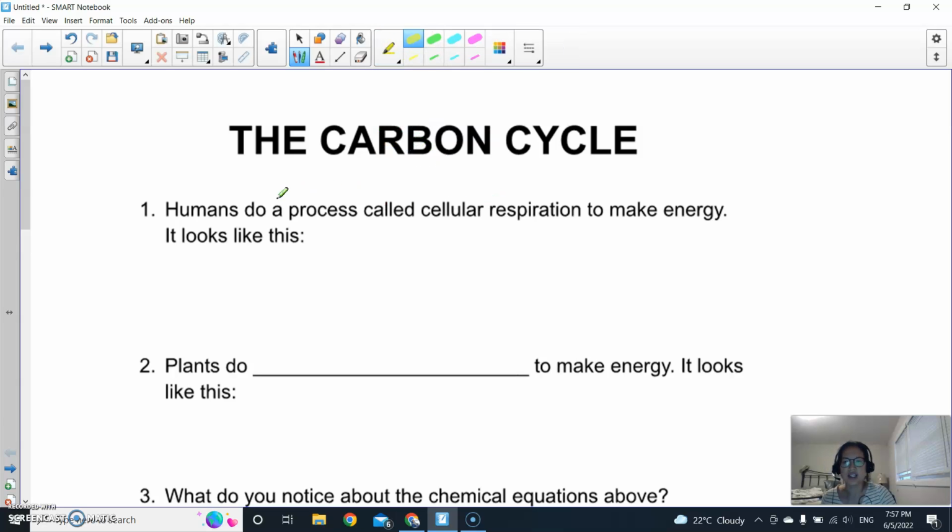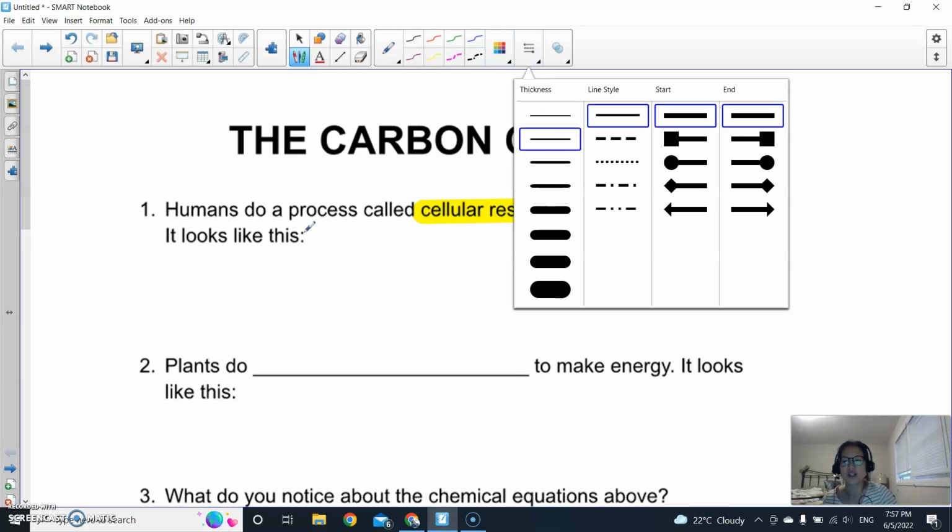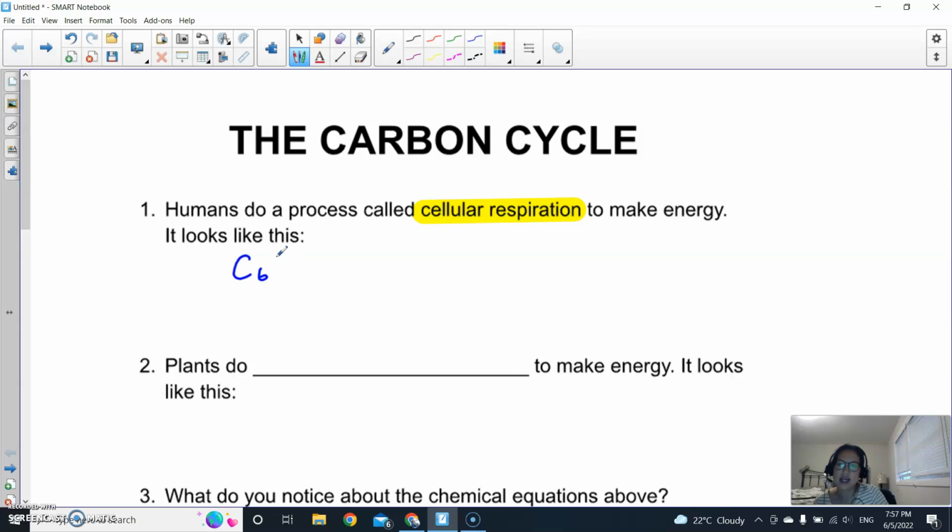First of all, let's just highlight, use your pencil and underline cellular respiration. Everyone please say cellular respiration. Okay, cellular respiration. We're going to do the chemical formula for the reaction. So it is C6H12O6. I'm just going to purely do the chemical formulas first, and then I'm going to follow up with the words underneath it.